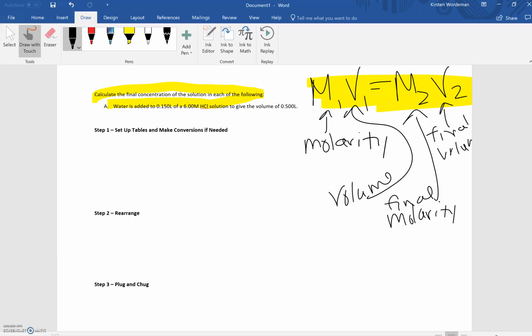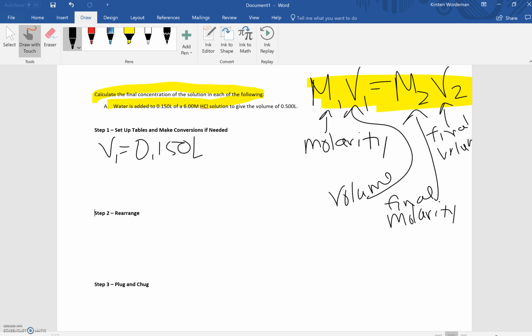So setting up our table, let's see what the question says. I'm going to start by reading it from the left. Water is added. It doesn't matter, okay? The fact that it's water isn't going to change how you approach this question. What you really need to check are molarity and volume. So the identity does not necessarily matter in this equation. The first thing that you hit is 0.150 liters. Liters should be screaming to you that's a volume, so I'm going to write that as a volume.